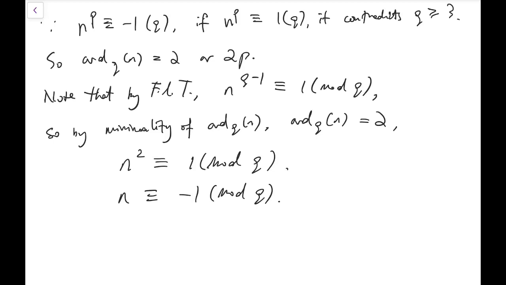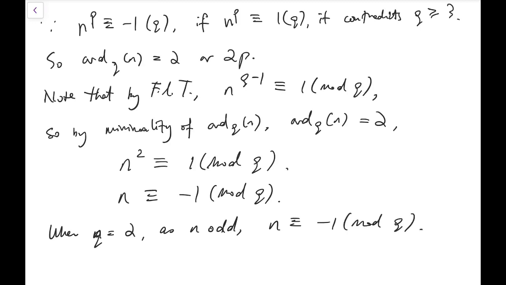But very fortunately, because we're working mod q, when q is 2, we're simply looking at the parity, whether n is odd or even. So when n equals 2, as n is odd, of course we have n congruent to -1 mod q as well. So therefore, n is actually congruent to -1 mod q at all times.